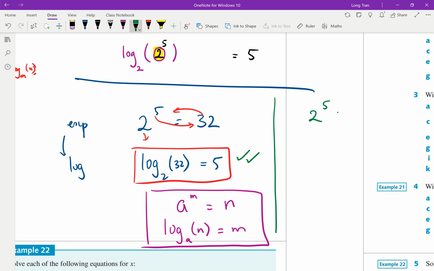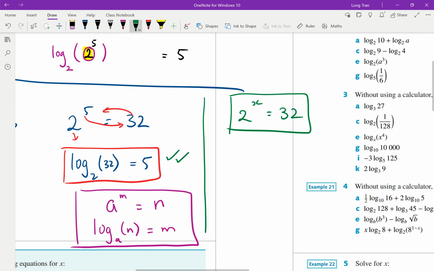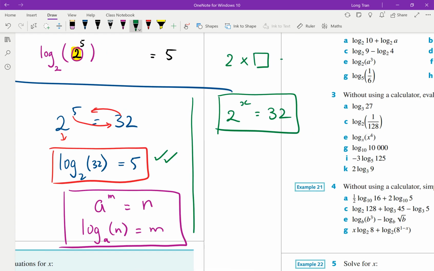You have 2 to the power x, equals to 32. This is a typical problem that you might get. So you want to solve this problem. We know the answer is 5, right? Just like if I gave you 2 times magic box equals 10, you know the answer is 5, right? The question is, how do you solve it?